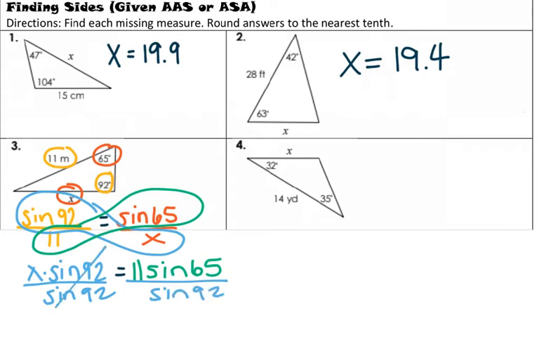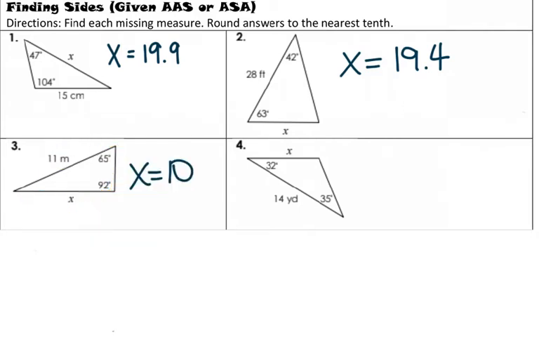So now x is by itself. All I need to do is type in my calculator 11 sine 65 divided by sine 92. I get x equals 10. Okay, so I want you to see if you can do the same thing. I want you to try number 4.